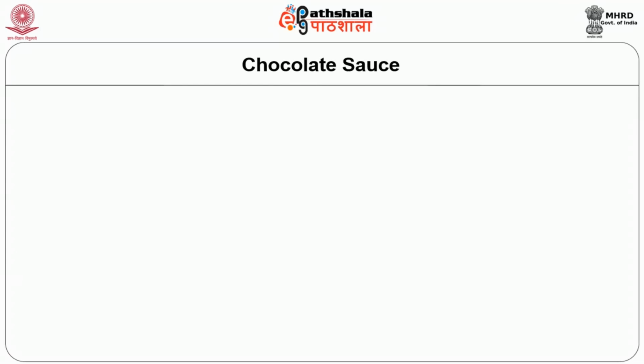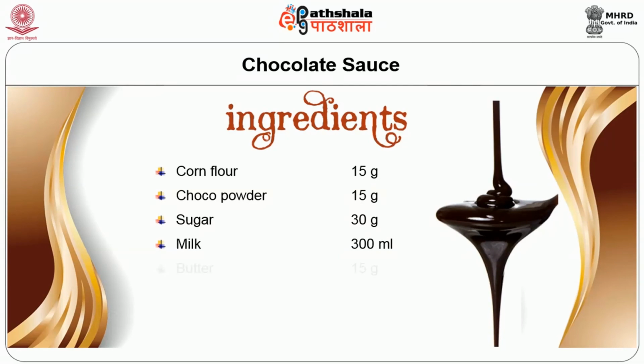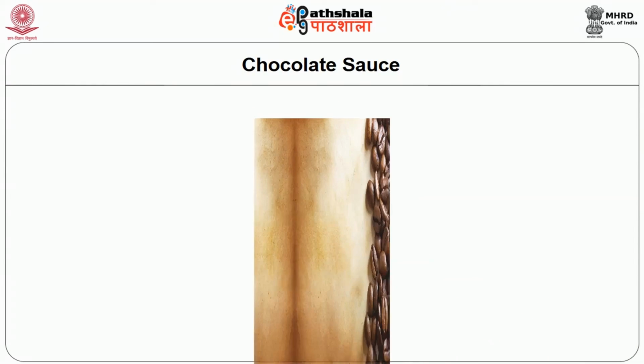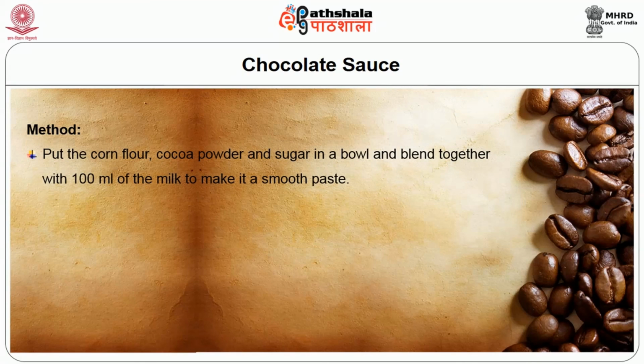Coming to the chocolate sauce, the ingredients used are corn flour, cocoa powder, sugar, milk and butter. Put the corn flour, cocoa powder and sugar in a bowl and blend it together with 100 ml of milk to make it into a smooth paste. Now, stir in the remaining milk and the butter.